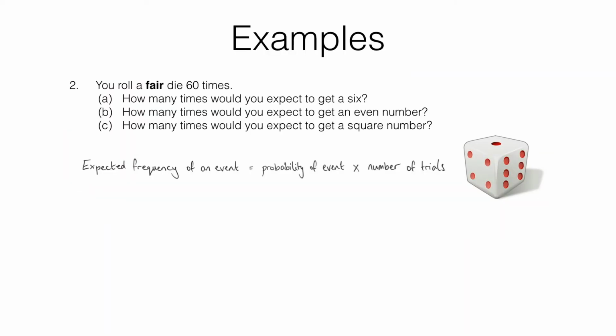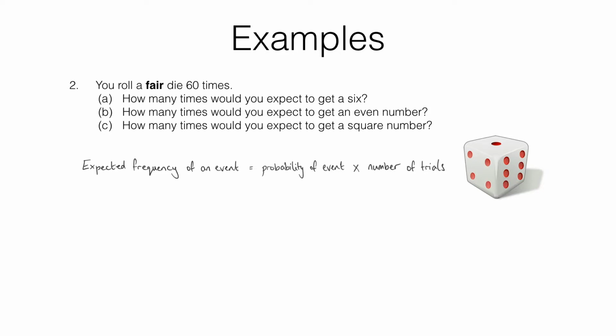In question 2, it says you roll a fair die 60 times, and we're being asked, how many times would you expect to get a 6, how many times would you expect to get an even number, and how many times would you expect to get a square number? First things first, we've got a fair die, so each outcome, the 1, the 2, the 3, the 4, the 5 and the 6, are all equally likely. So each of those has a probability of 1/6.